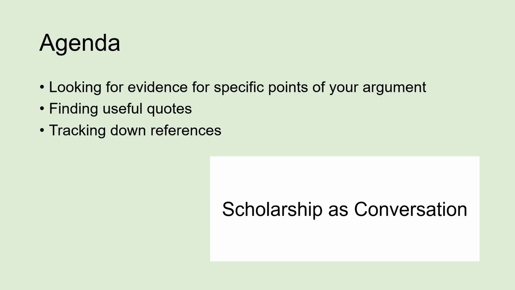Today, we're going to be talking about how to move from the more general research you were doing for your literature review, so where you were trying to get a broader picture of the research that's available on the topic you picked, to looking for more specific points for your argument from scholarly articles. We're going to talk about how to pull useful quotes from those scholarly articles, as well as track down references made in those articles to other pieces of scholarly literature.